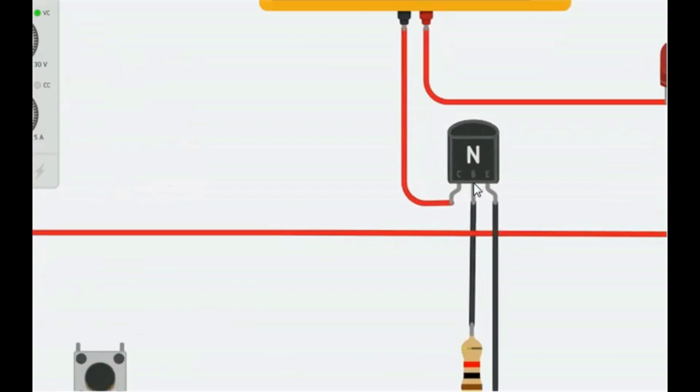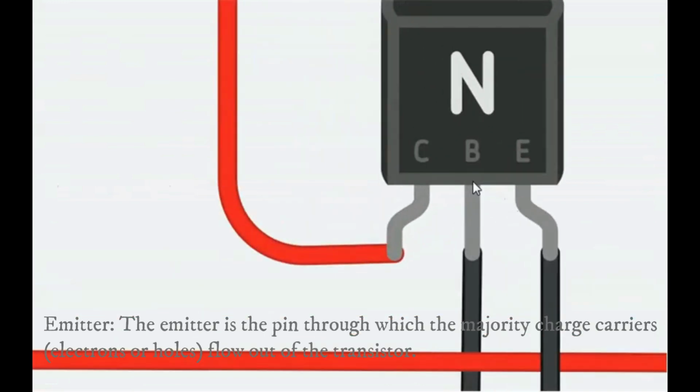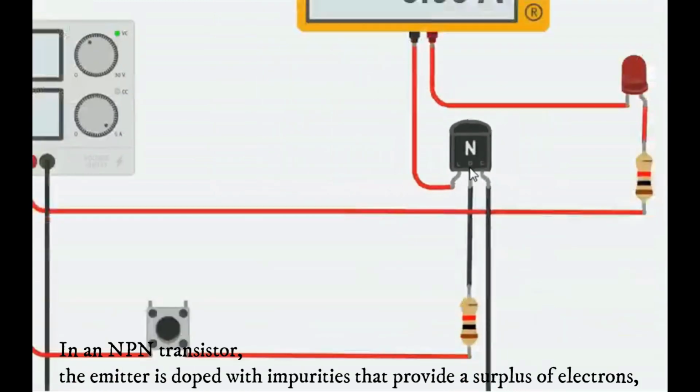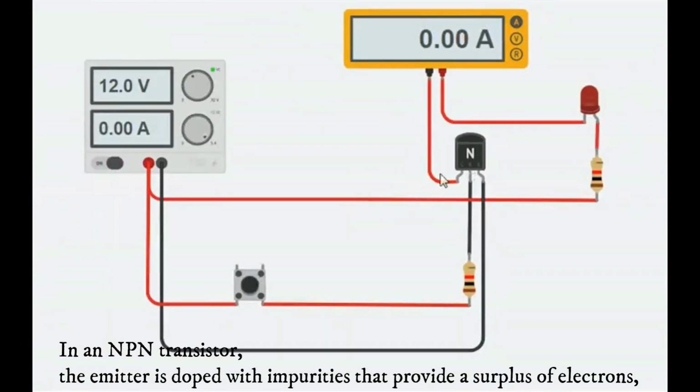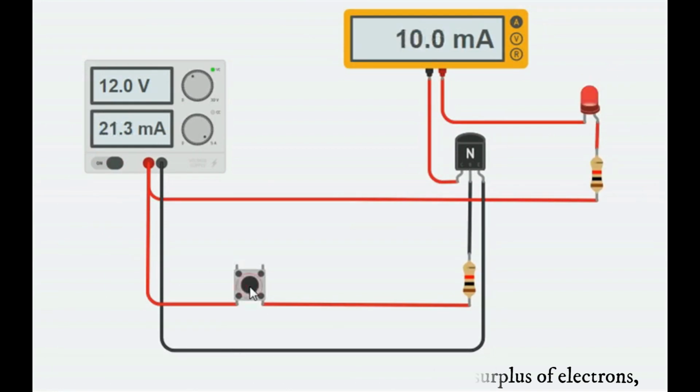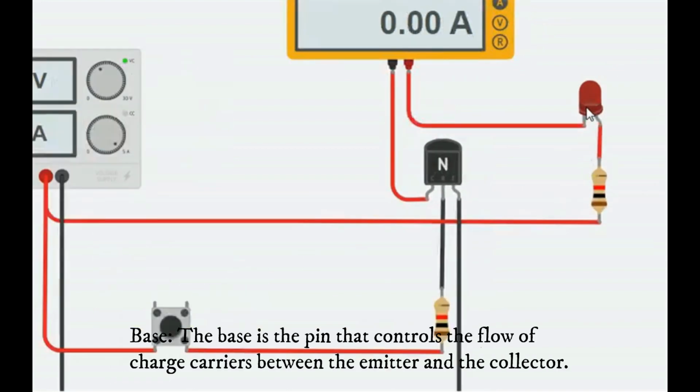Emitter. The emitter is the pin through which the majority charge carriers, electrons or holes, flow out of the transistor. In an NPN transistor, the emitter is doped with impurities that provide a surplus of electrons.